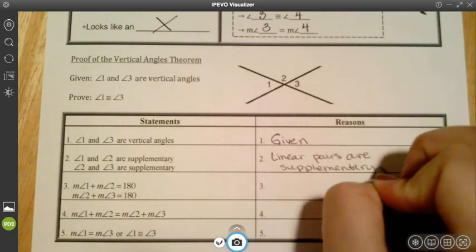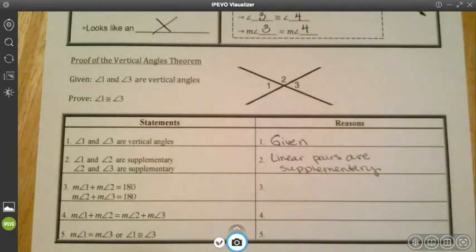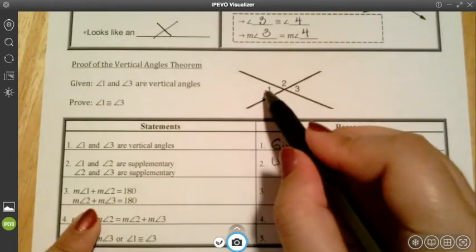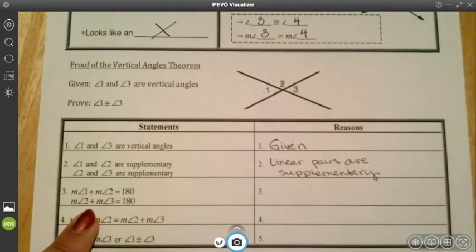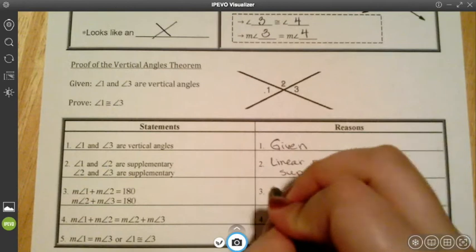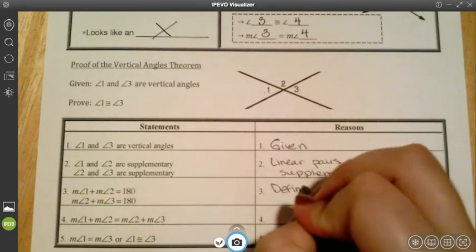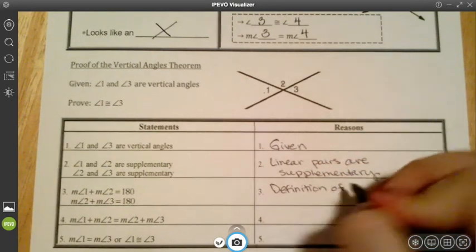So if we want to compare angle 1 and angle 3's measurements, then we need to find something that they have in common so that we can compare them. And so we said they're both linear pairs. That means they're both supplementary. And that means that their sums equal 180. So we can say angle 1 plus angle 2 is 180. Angle 2 plus angle 3 is also 180. This is from the definition of supplementary.